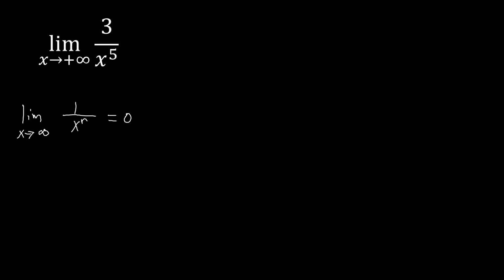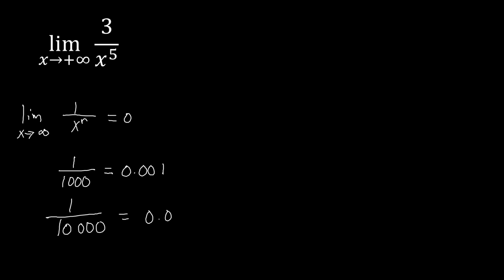So you can try it out. You can have 1 over 1,000. What will be the result for that one? That will be 0.001. And once you've got 1 over 10,000, that will become 0.0001. So as you can see, it's moving closer to 0. That means once you get the limit of 1 over a bigger number, it will be moving closer to 0 as the value. So the limit there is 0.